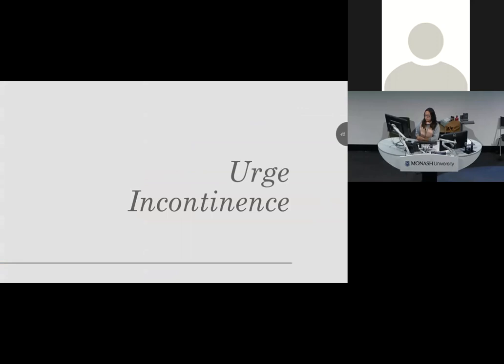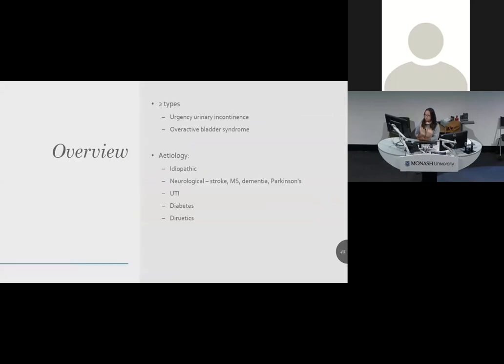In terms of urge incontinence, so these are your overactive bladder and urgency urinary incontinence, you could put stress incontinence as anatomical and this as more nerve-related, caused by problems with your nerves. A lot of them will be idiopathic. Some can be because they've had a stroke, MS, or other neurological conditions. Recurrent UTIs can also cause this kind of incontinence, especially if they haven't been treated often. Diabetes can be another cause, and overuse of diuretics as well.